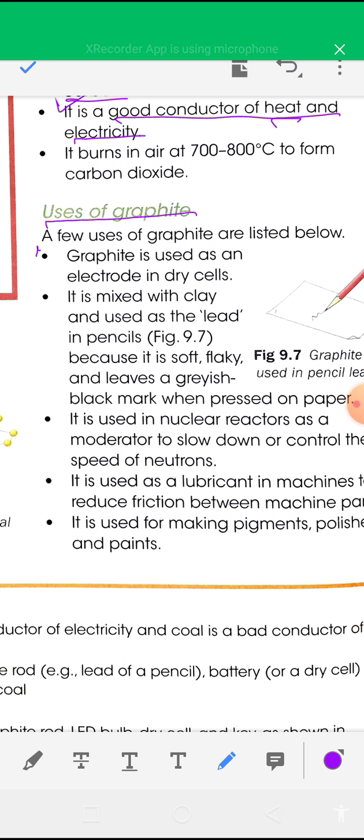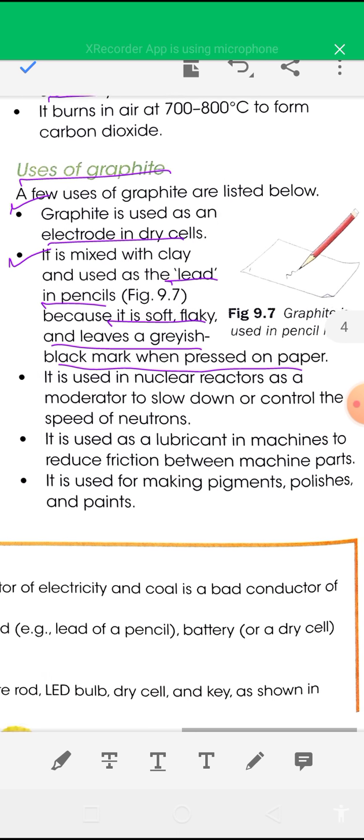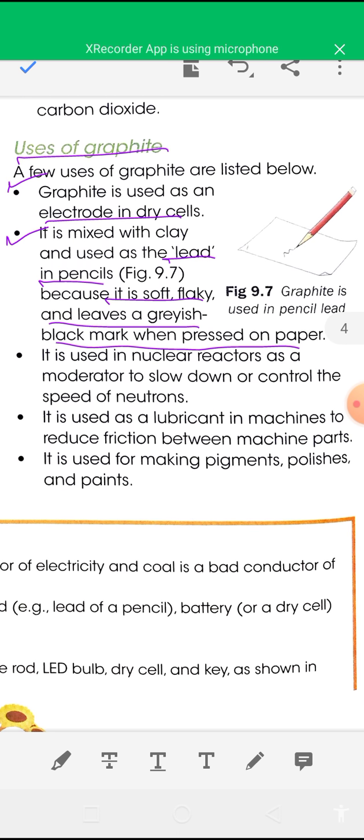You know that graphite is used as an electrode in a dry cell. It is used in pencils. It is mixed with clay and used as lead pencil because it is very soft and flaky and leaves a grayish black mark when pressed on paper.